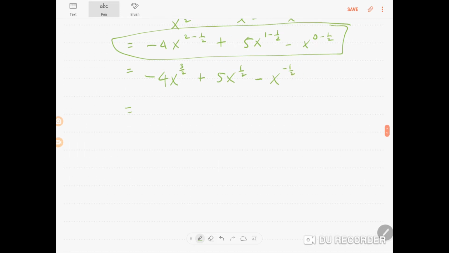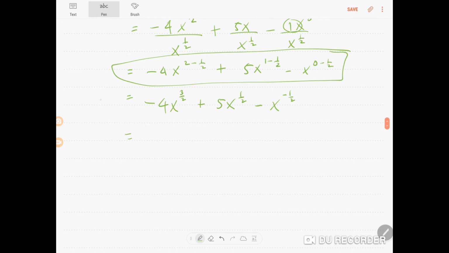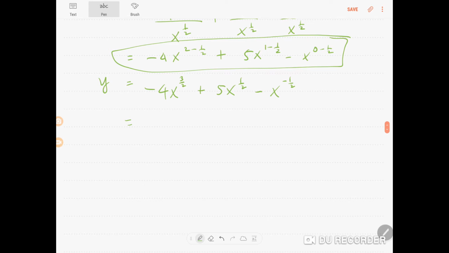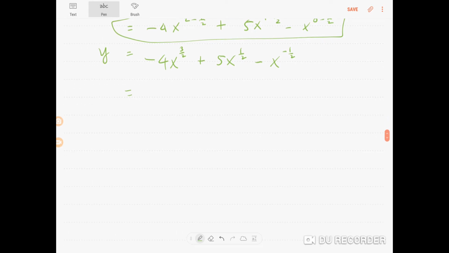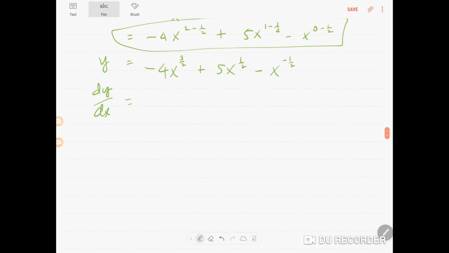Alright, now after you're done like this, so basically this is still y, alright? It is not dy dx yet. After you have simplified like this, like the question is already simplified, you can go on to differentiating it, right? So now it is dy dx. So what is dy dx in this case? So again, you will differentiate it using the basic law, and I assume that you know already how to differentiate using the basic law.